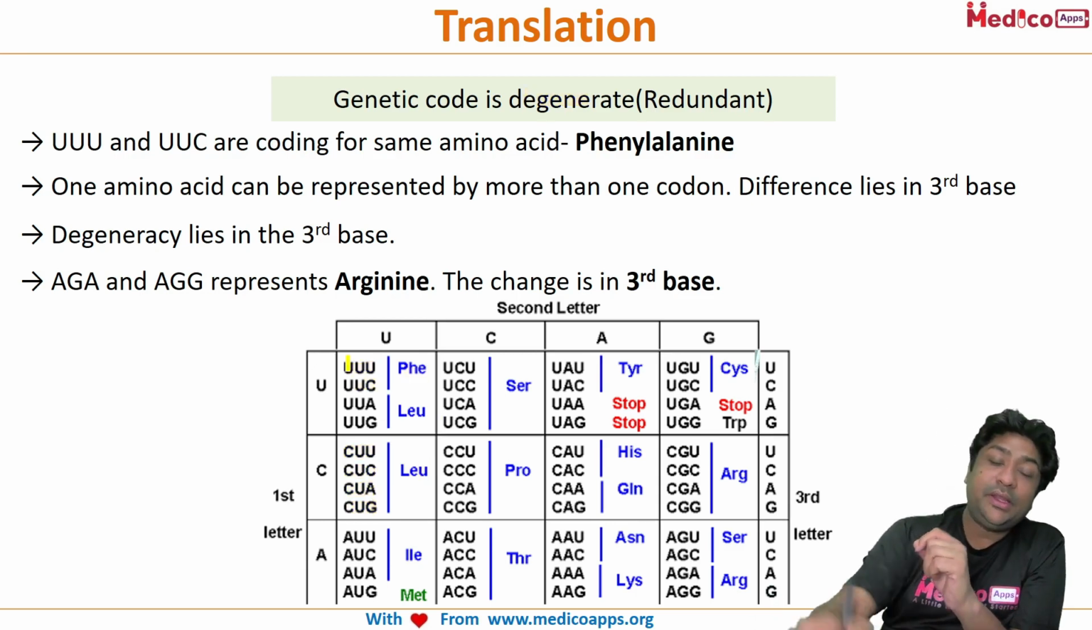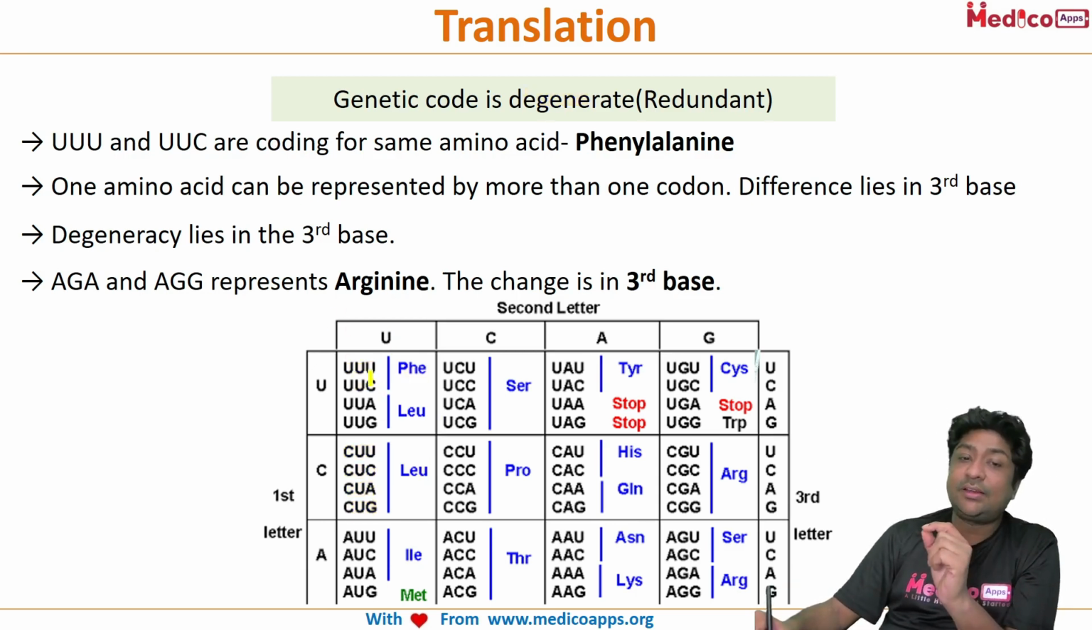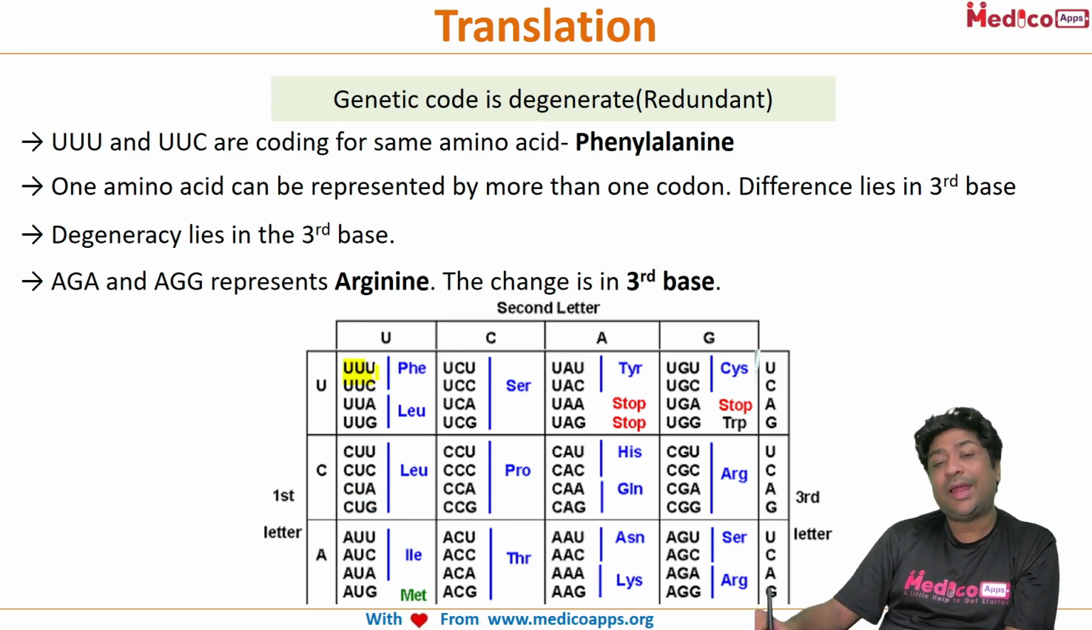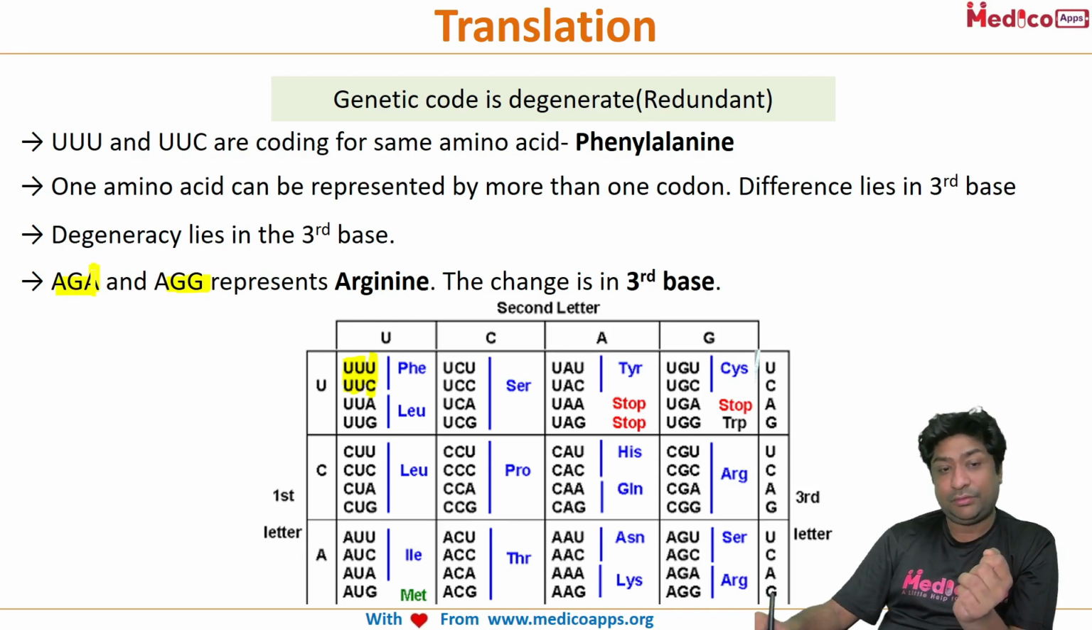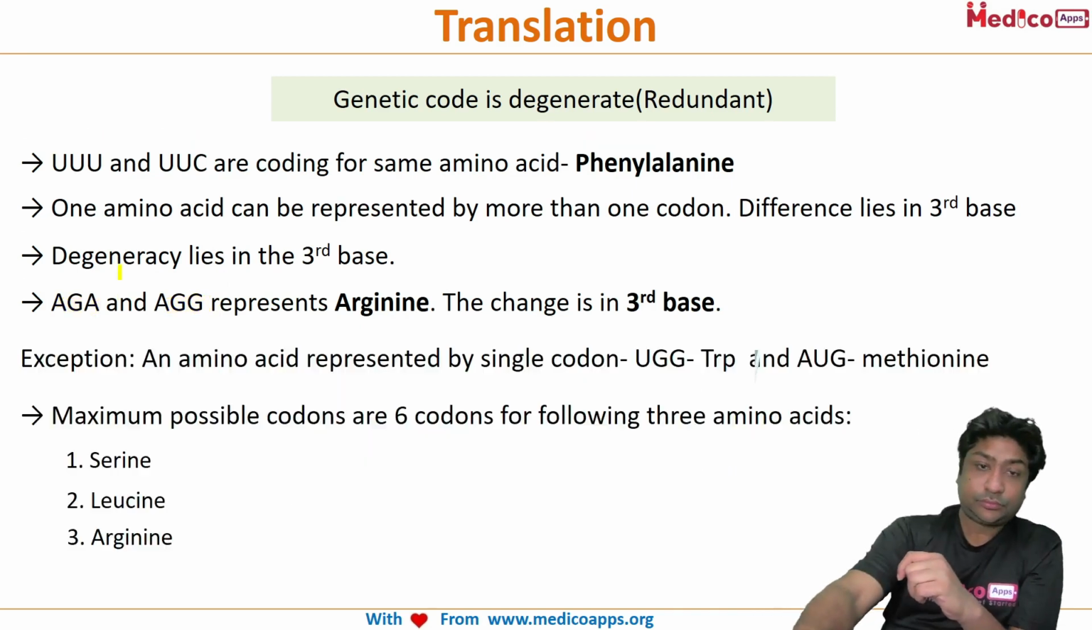Now, what is the property in degeneracy? You have to remember that degeneracy generally lies in the third base. If you see, both of these code for phenylalanine, and the degeneracy is in the third base, which means the first two bases are the same. In the third base, in the first case it's U, and in the second case it's C. So the third base is where the degeneracy will lie. Next, for example, AGA and AGG both code for arginine, but the difference is in the third base.